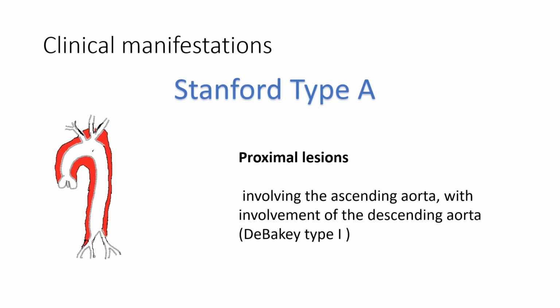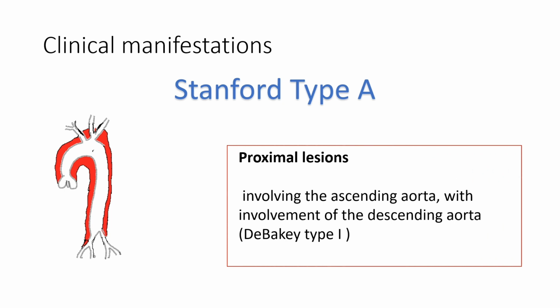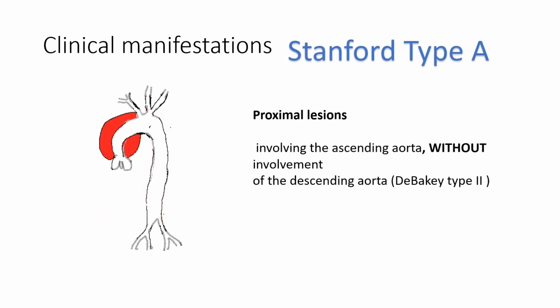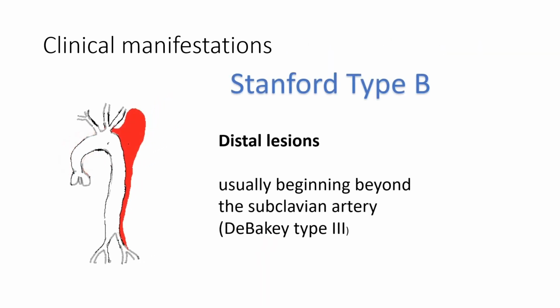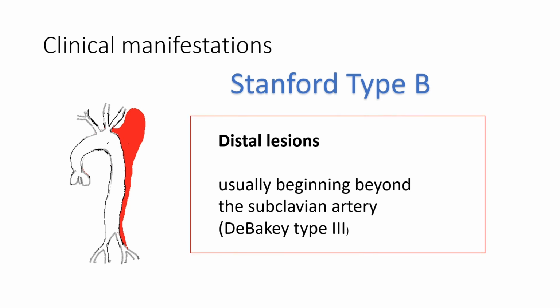Coming to DeBakey type 1, it involves the ascending aorta and which extends to the descending aorta. This is DeBakey type 1. When there is only involvement of ascending aorta without involvement of descending aorta, it is called DeBakey type 2. When the lesion starts beyond the subclavian artery, that is, only the descending aorta is involved, then this is DeBakey type 3, also Stanford type B.